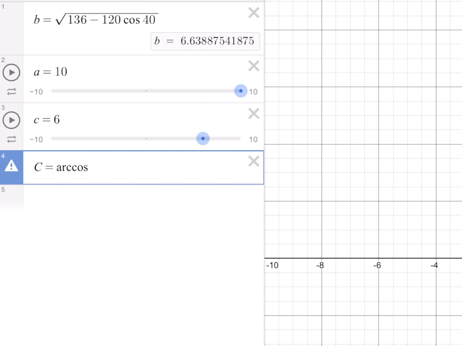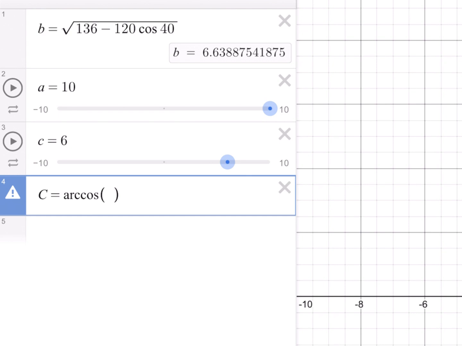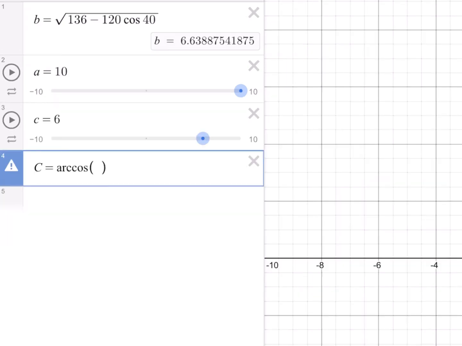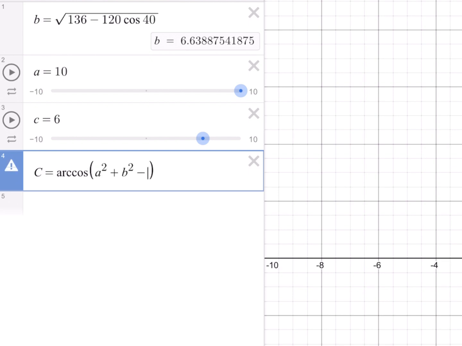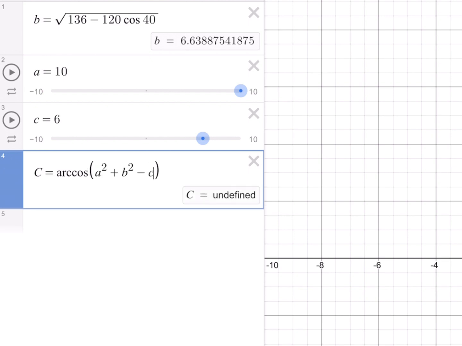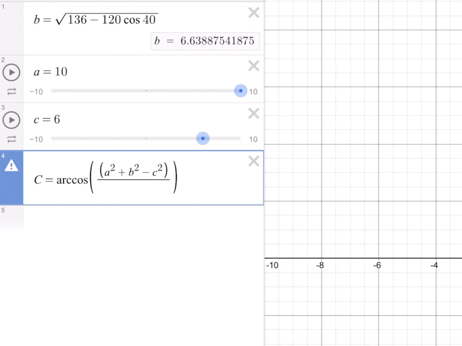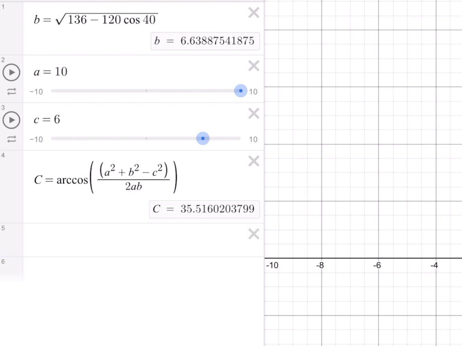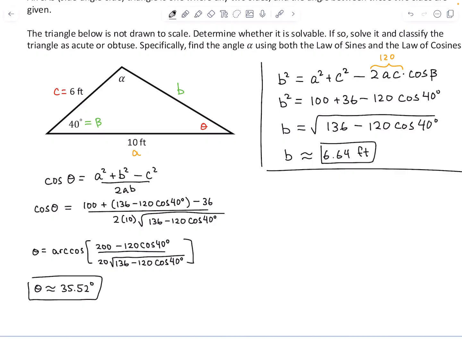And type in arc cosine of, and now the convenient thing here is I can just type in the formula because a, b, and c are all stored as values. So it was a squared plus b squared minus c squared, lowercase c, and then all over 2ab. Make sure that you are in degree mode, and so our answer is about 35.52 degrees.